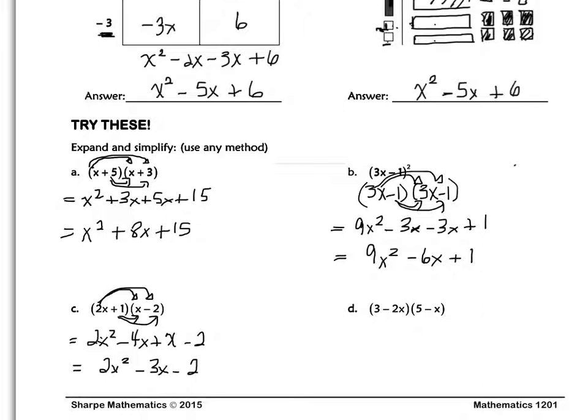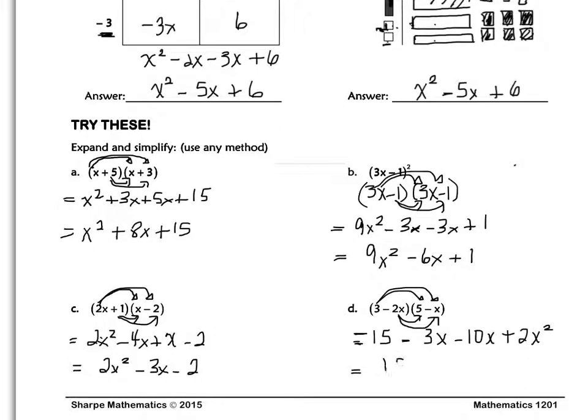And the last one, you'd have 3 times 5 would be 15. 3 times a negative x would be minus 3x. And then negative 2x times 5 would be negative 10x. And then negative 2x times a negative x would be plus 2x squared.